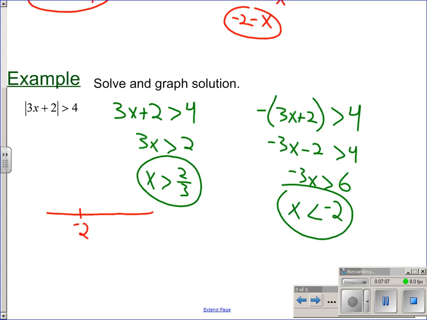And then to graph it, you just go to a number line. There's negative 2, 0, and 1. So we have x values greater than 2/3. Put an open circle there. We have x values greater than that. The other part of our answer is x values less than negative 2. Open circle there. And we're going that way. And there's our solution.